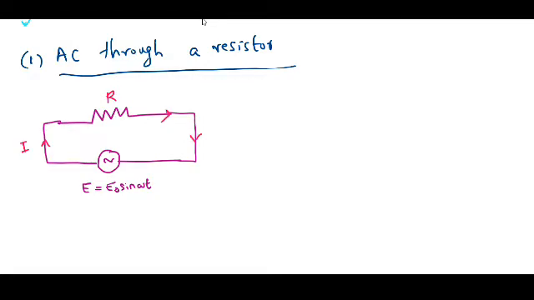Now here our task is to obtain an expression for the current and the relation between the current and voltage in the circuit. We know from Ohm's law, V is equal to I into R. This current is equal to V by R. Here, to find the expression for the current, the total resistance in the circuit is R, so I is the voltage divided by the resistance, that is E0 sin omega t by R.